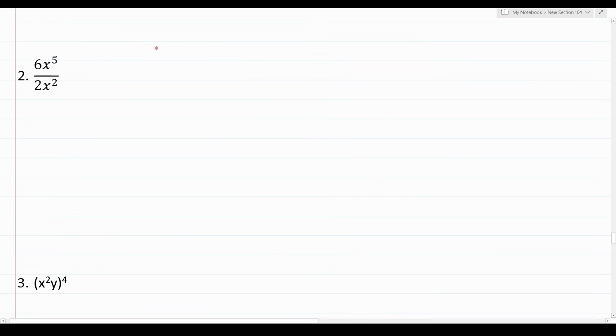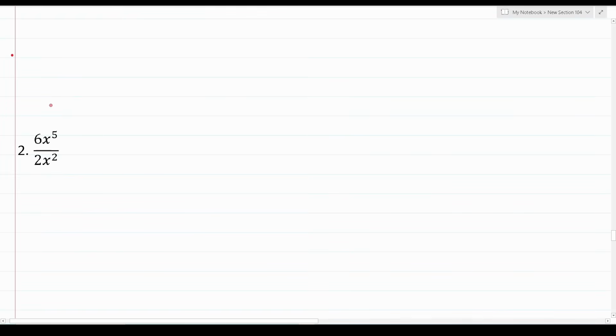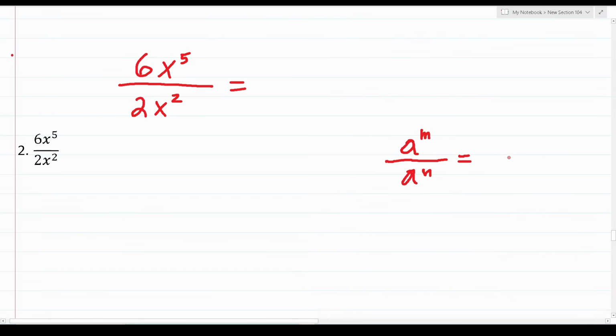Let's take a look at number 2 now. All right, so number 2 says 6x to the 5th over 2x squared. And in order to simplify this one, we're going to have to make use of the quotient rule. And the quotient rule says this: if you have a to the m over a to the n, you simply subtract those exponents. So this becomes a to the m minus n.